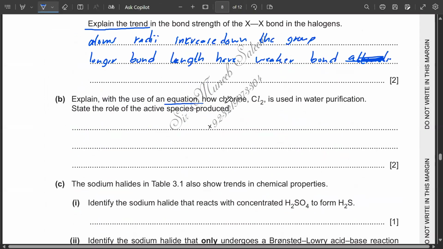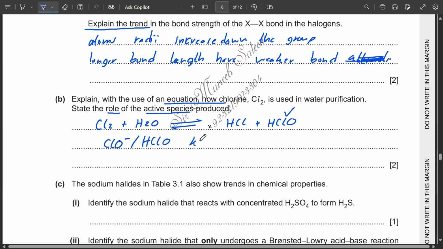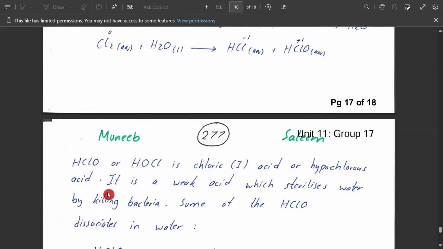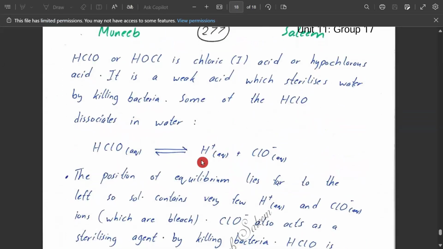We have to explain with the use of an equation. So Cl2 plus H2O produces HCl plus HClO. Now state the role of the active species produced. This is the active species, HClO. What's the role of this HClO? Or you can also write just ClO negative. Either write ClO negative or write HClO. It basically kills the bacteria. For water purification, you need to write the role. That's the basis behind the water purification, that it kills the bacteria, which you have seen from here. When HClO is produced, this HClO, a weak acid, sterilizes water by killing bacteria. So that's how we give the answer.